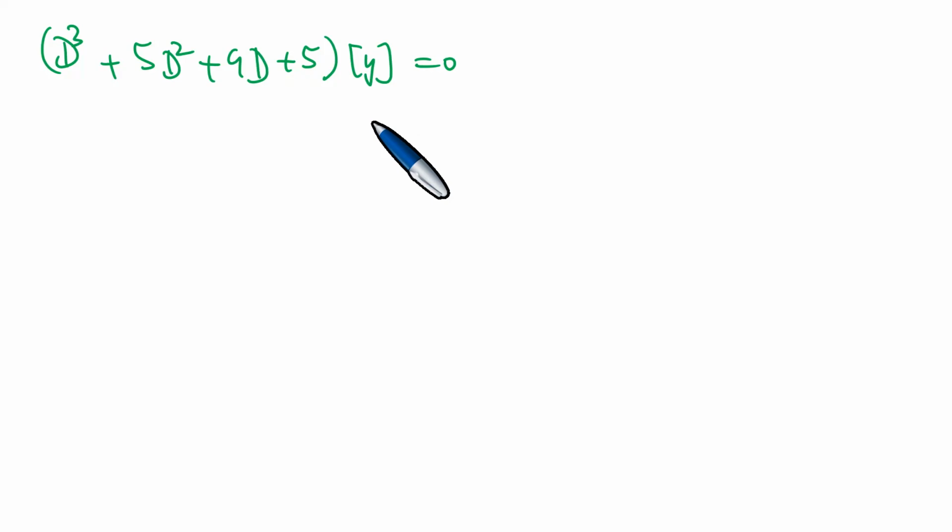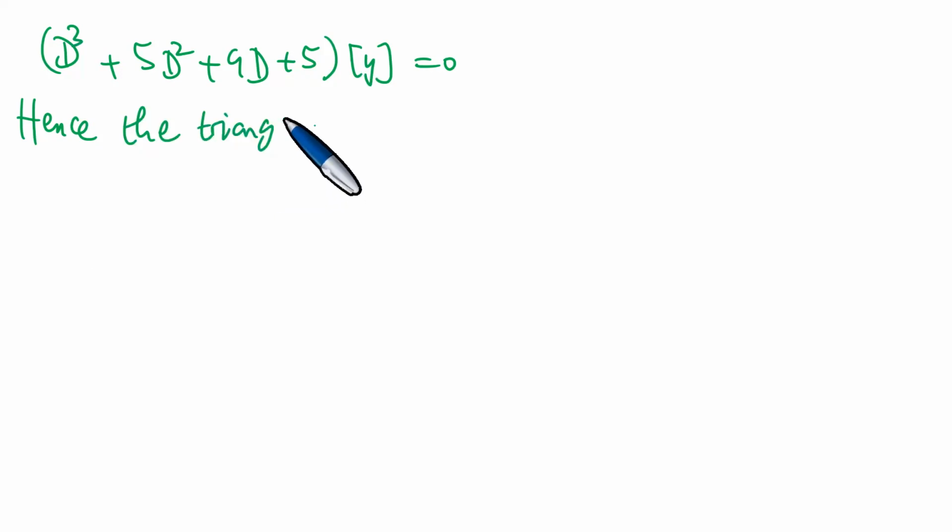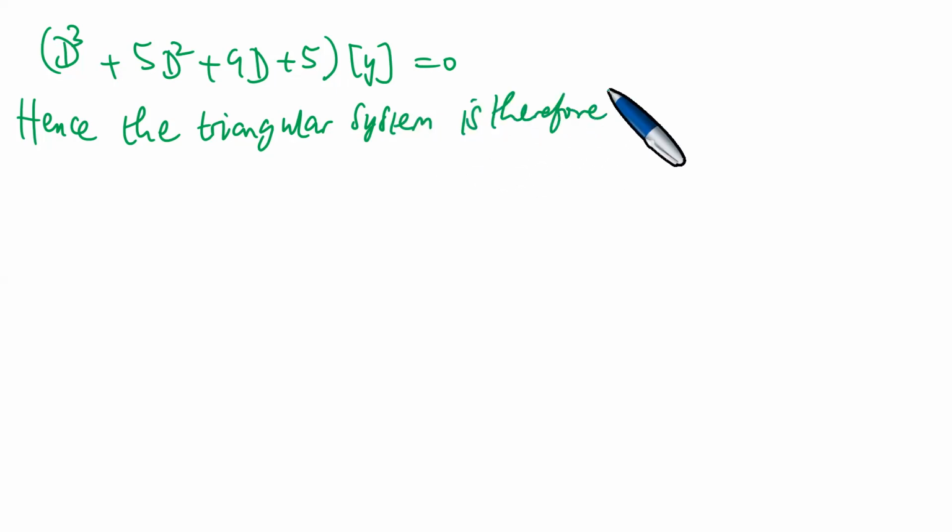So hence, the triangular system is therefore given by, okay, so we write this one first, d cubed plus 5d squared.